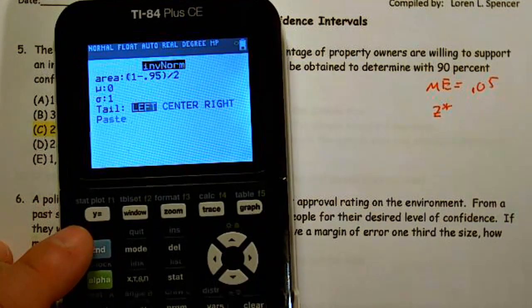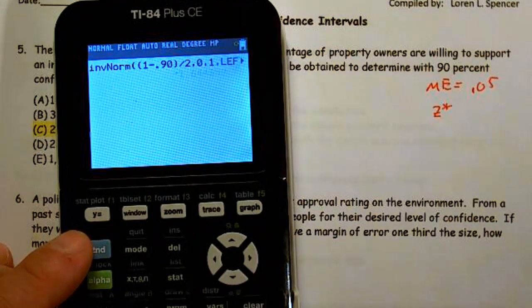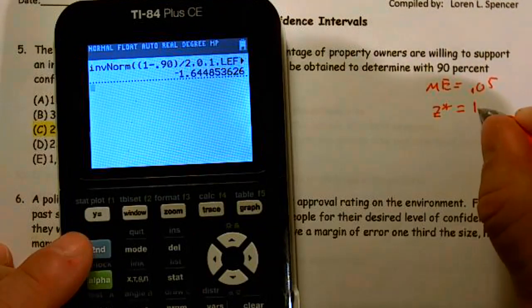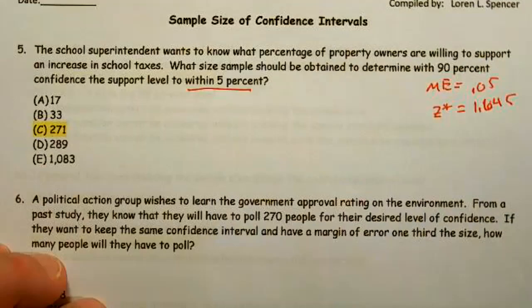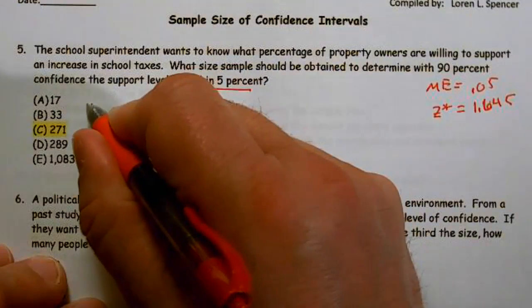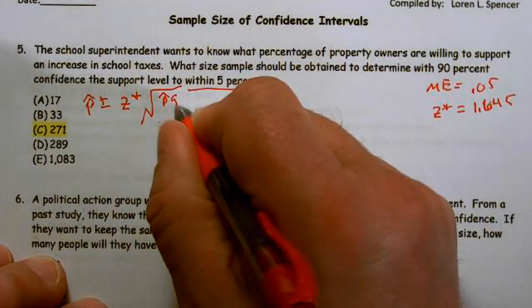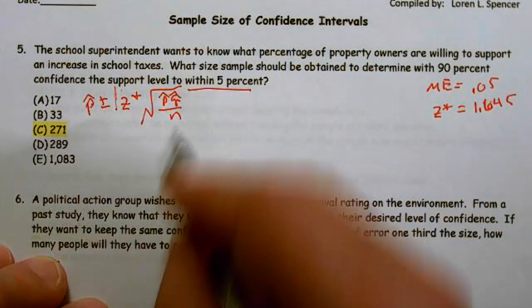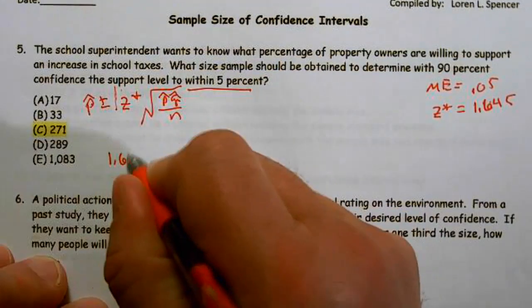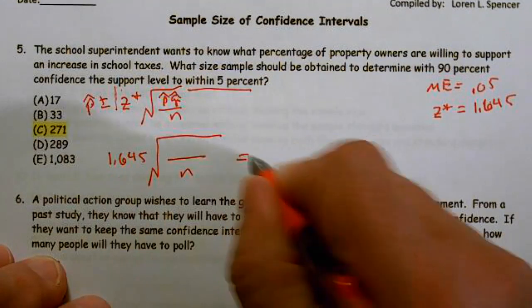So let's do that real quickly. Second var's inverse norm, parenthesis 1 minus 0.90, close parenthesis, divided by 2. And I end up getting 1.645. So that's my Z star. My formula for confidence interval, P hat plus or minus Z star square root of P hat, Q hat over N. This part right here, after the Z star, is my margin of error. So 1.645 square root of, N, and then equals 0.05.